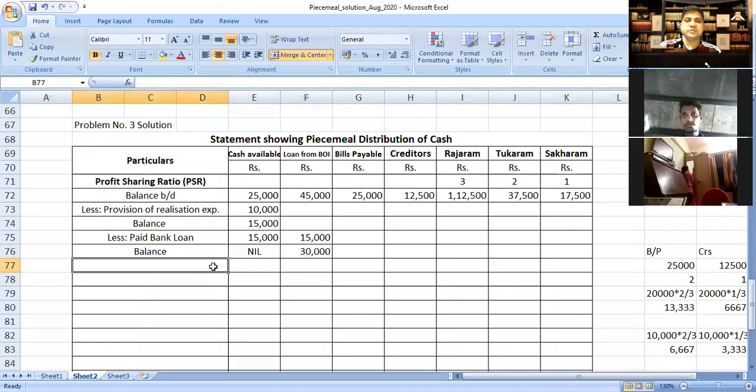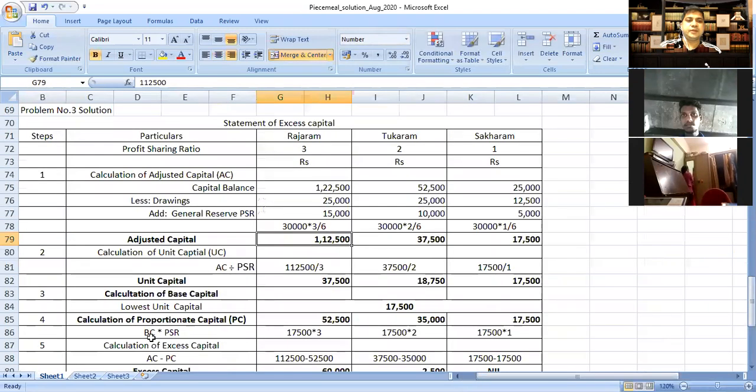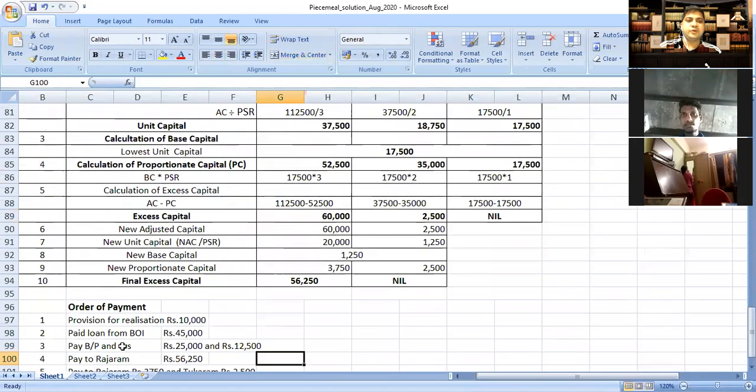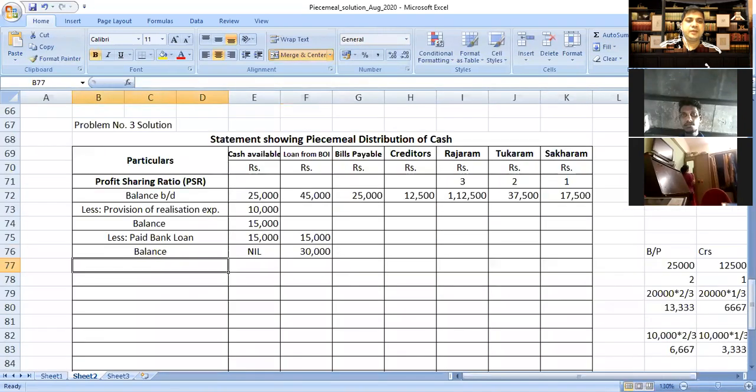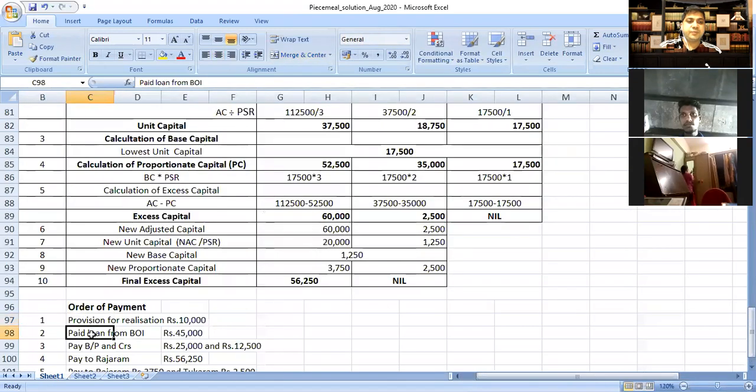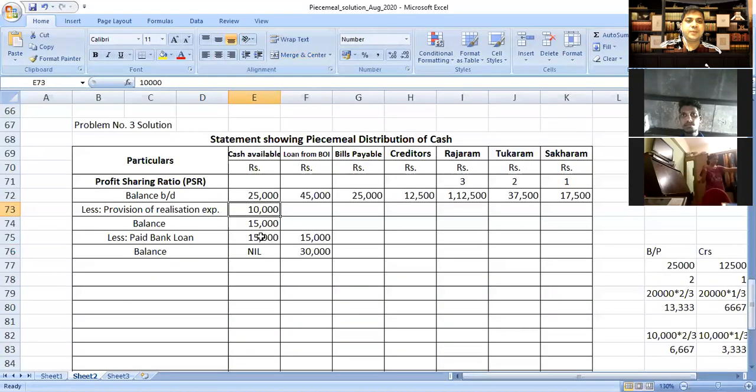Now friends, in the order of payment, we already wrote the provision for realization of 10,000, which we have to pay first. We already paid that 10,000 rupees. Then the next order of payment was Bank of India 45,000, and we had an available balance of 15,000. So we paid 15,000. Still, a loan from Bank of India of 30,000 is due.